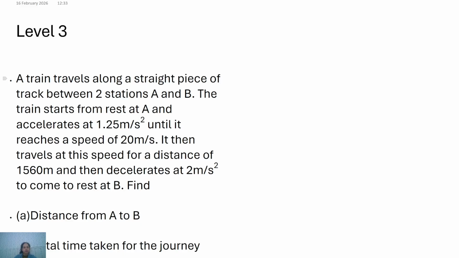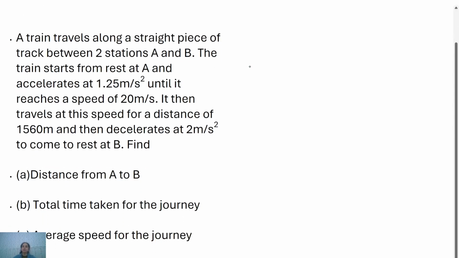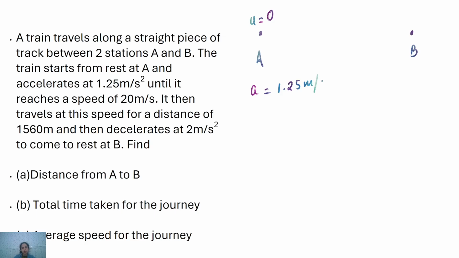Okay, so a train travels along a straight piece of track. So I'm going to just do my favorite thing, draw the diagram again, A to B, because it's a straight piece of track. The train starts from rest at A, so my starting speed is 0. The train starts from rest at A and accelerates at 1.25 meters per second squared till the final speed is 20 meters per second. We don't know the time for which it does, so I'm going to just go ahead and calculate that.